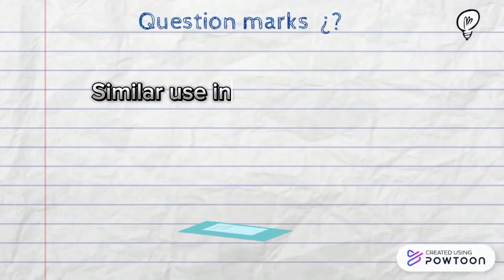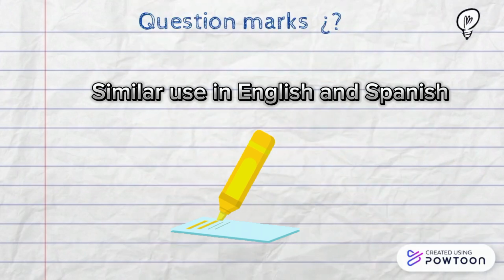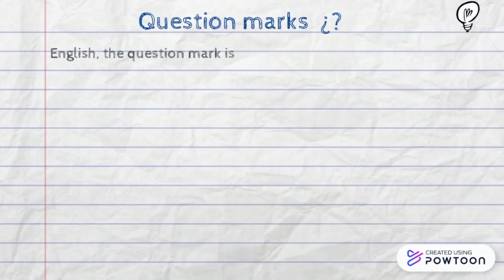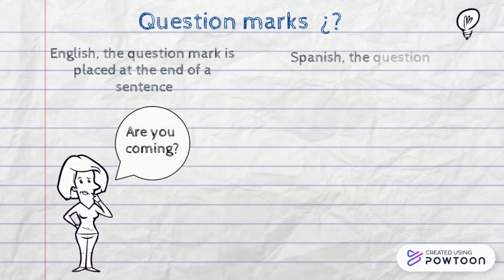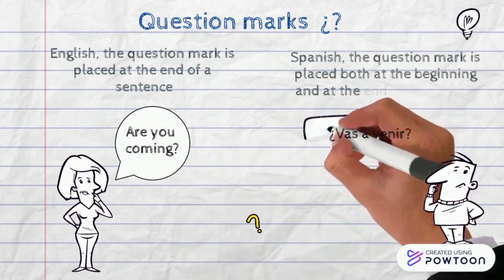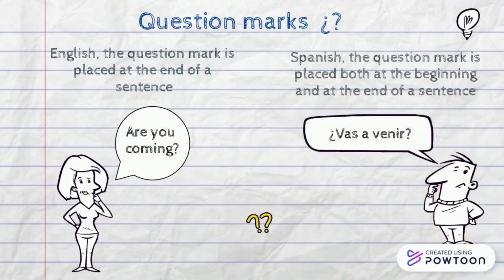Question mark. It has a similar use in English and Spanish, but the difference is that in English, the question mark is placed at the end of a direct or indirect interrogative sentence to indicate that there is a question. For example, "Are you coming?" And in Spanish, the question mark is placed at the beginning and at the end of a sentence.